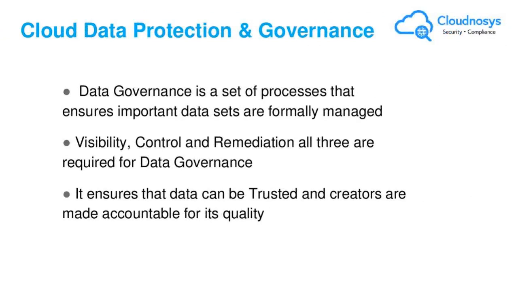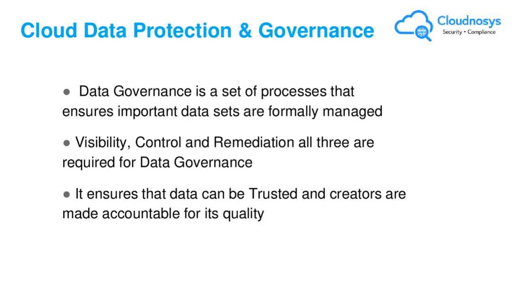Okay, so cloud data governance and overall protection. From a definition perspective, it's really a set of processes that ensures important data sets are formally managed. That's really what it is. From an audit perspective, you need to be able to prove that. And what it takes to make that happen is you need to have visibility and control over the process and also have remediation from an accountability standpoint in place as well. So all three are required for data governance: visibility, control, and remediation.